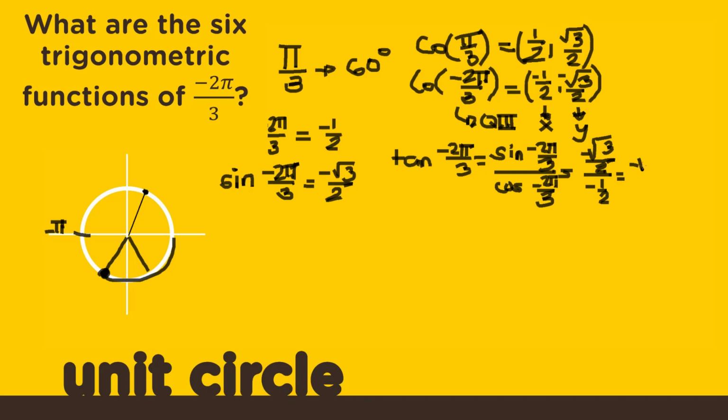We're going to keep our numerator, negative square root of 3 over 2. Instead of division, change it to multiplication and reciprocate our denominator. So we'll flip that: keep, change, flip, 2 over negative 1. With this, we can cancel 2, we can cancel the negative. That would mean tangent of 2 pi over 3 is the ratio of square root of 3 over 1, or simply square root of 3.